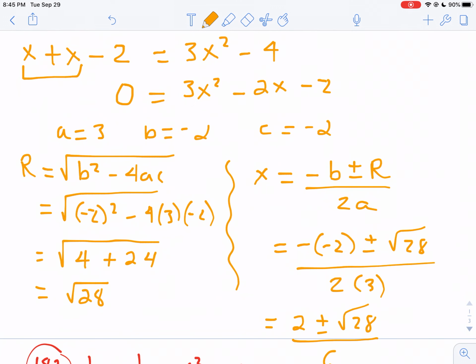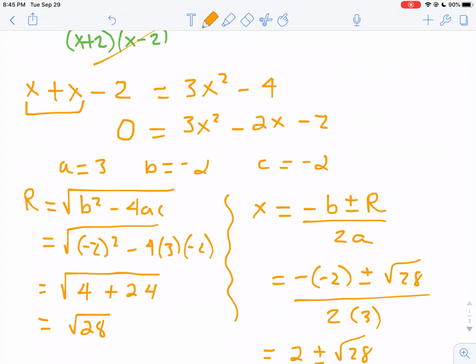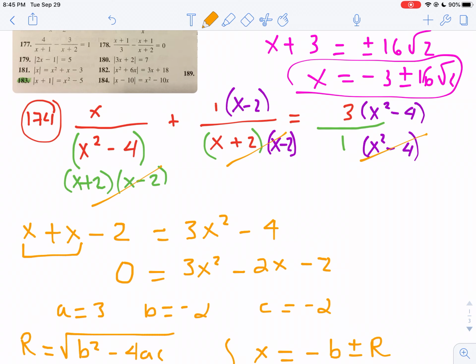Okay, let's go back and check. I think I made a mistake somewhere because I did not get the answer in the back of the book. And it looks like everything is right. Let's go back here. Did I write the equation or copy the equation correctly?